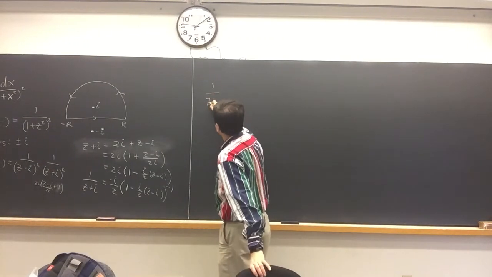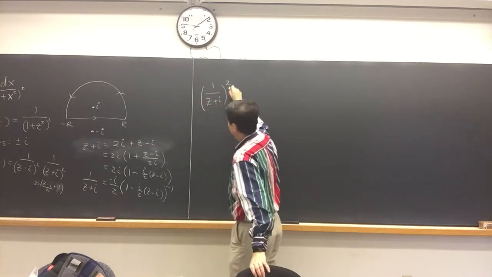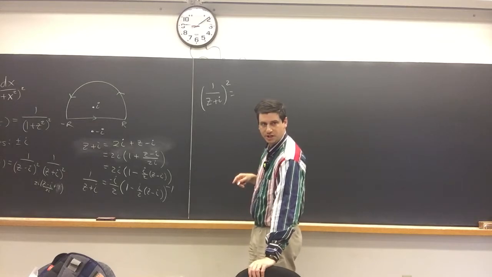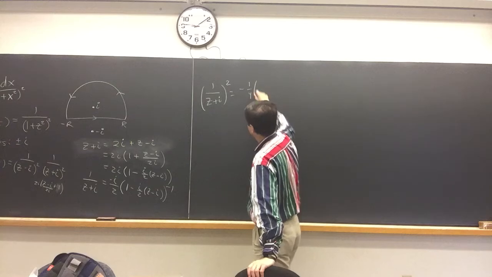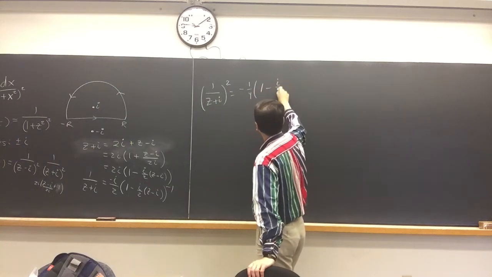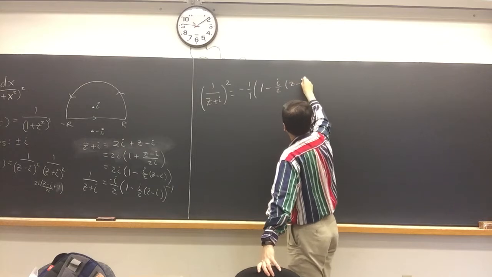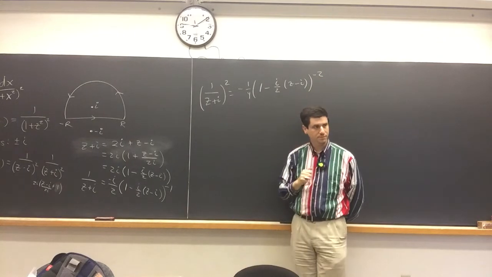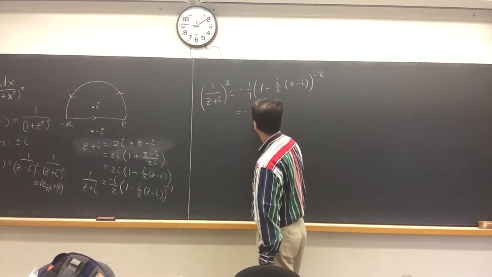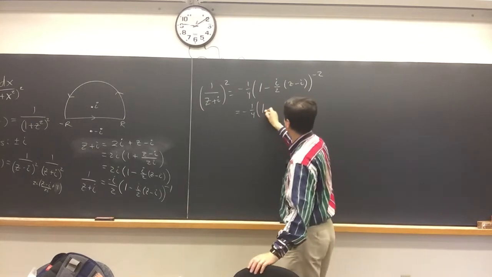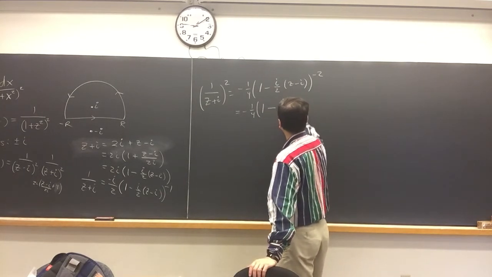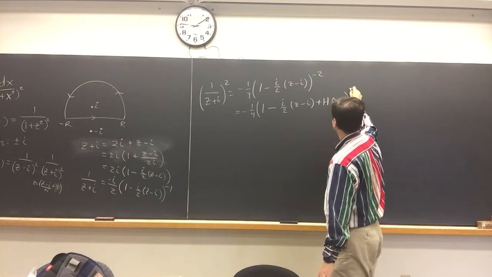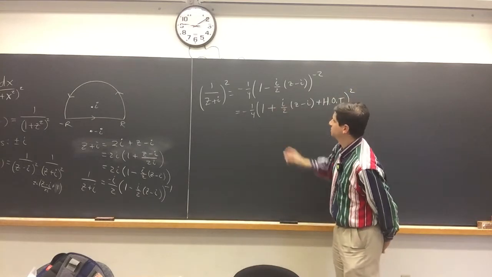So 1 over z plus i squared is going to be, okay, so I'm going to square minus i over 2. Minus i squared is negative 1, so this should be negative 1/4. And then 1 minus i over 2 z minus i to the minus 2. This is going to be minus 1/4. Now I'll expand this with the geometric series. It's 1 minus i over 2 z minus i plus higher order terms squared. Oh, sorry, that's a plus.